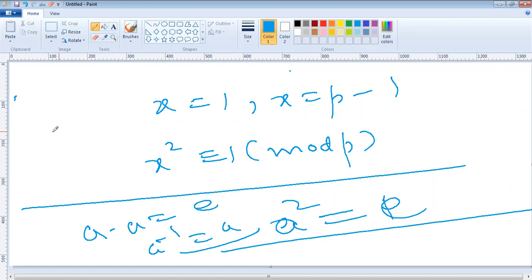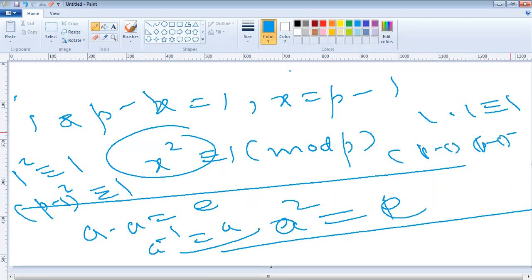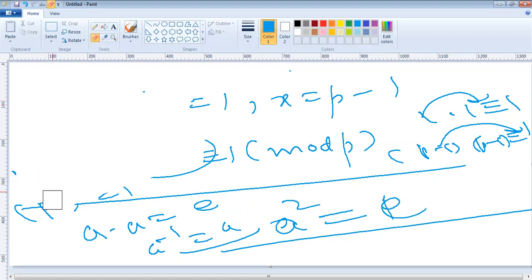So what we have been able to conclude from the discussion so far is that 1 and p minus 1 satisfy this equation. So 1 square is congruent to 1 and p minus 1 square is congruent to 1, or you can write it as 1 into 1 is congruent to 1, and p minus 1 into p minus 1 is also congruent to 1 modulo p. That means the inverse of 1 is 1, and the inverse of p minus 1 is p minus 1. So these are the only possibilities.